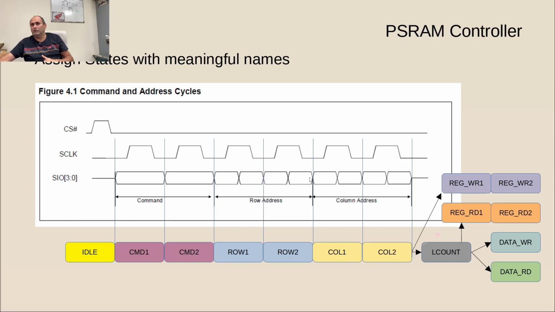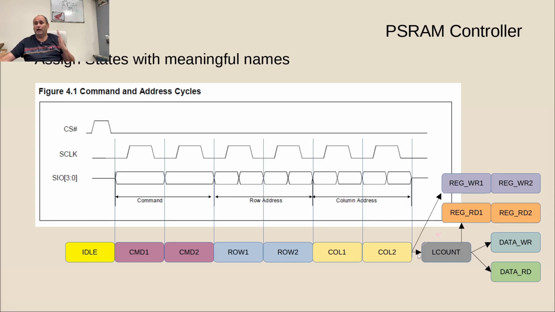And this is common regardless of what we do with the memory, what kind of operation. So this part of the state flow is going to be the same regardless of what we do. From idle, we transition to command 1, command 2, so the first clock of the command, the second clock. Then the row address, we present the first clock of the row address, the second, then the column address. Now, from this point onwards, we branch.